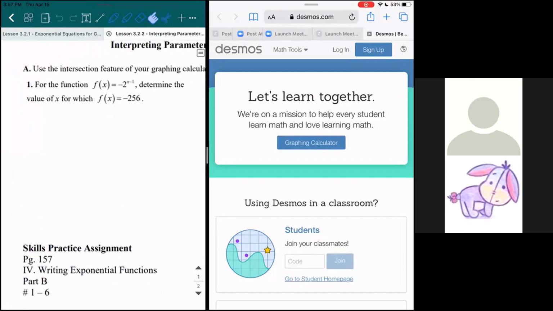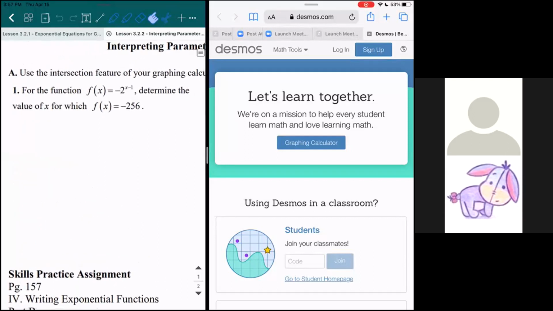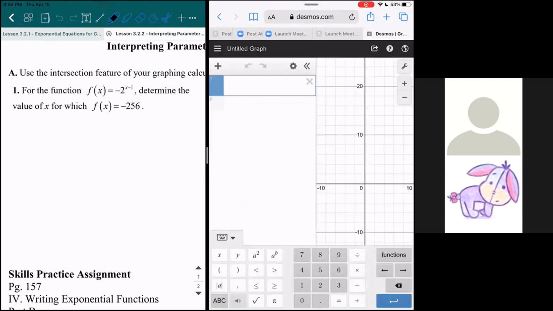So I'm going to zoom in to number 1. It says for the function f of x is equal to -2 to the power of x minus 1, determine the value for which f of x is equal to -256. So I'm going to open up the graphing calculator by clicking that middle button on Desmos, and I'm going to type that equation in.